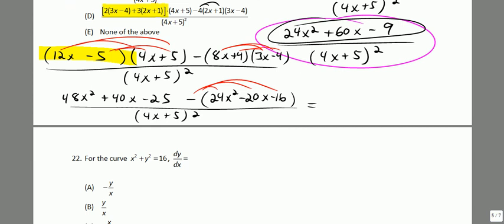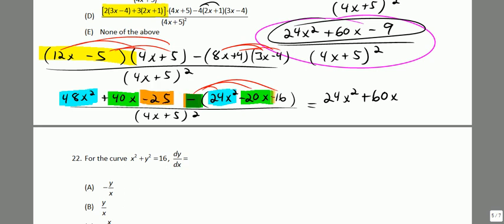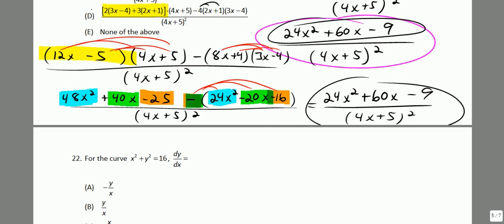So if I gather like terms, I have 48x squared minus 24x squared, which gives me 24x squared. I have a 40x, and I'm going to take away a minus 20x, so 40x take away minus 20x is 60x. And then you have a minus 25 take away a minus 16. Well, that's like minus 25 plus 16, which is a minus 9. And the bottom is still 4x plus 5 squared. And that's our answer. The answer was D.